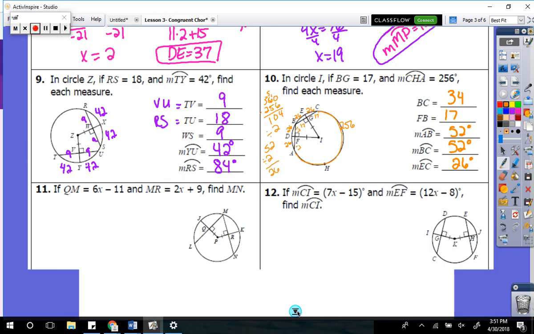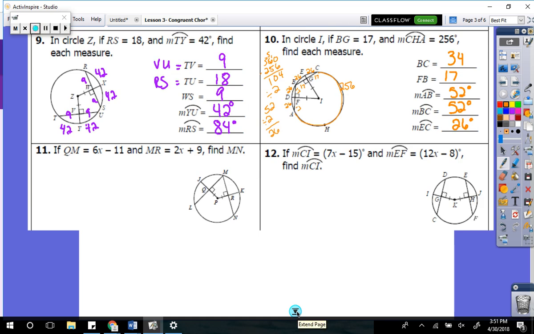Okay, we're going to keep going. 11 and 12. Let's go ahead and take a look at 11 and 12. Okay, 11. QM. This part right here is 6x minus 11. And then MR, this part right here, is going to be 2x plus 9. Well, I know that all of these pieces here are equal, so I know that those two are equal. So I can go 6x minus 11 equals 2x plus 9.